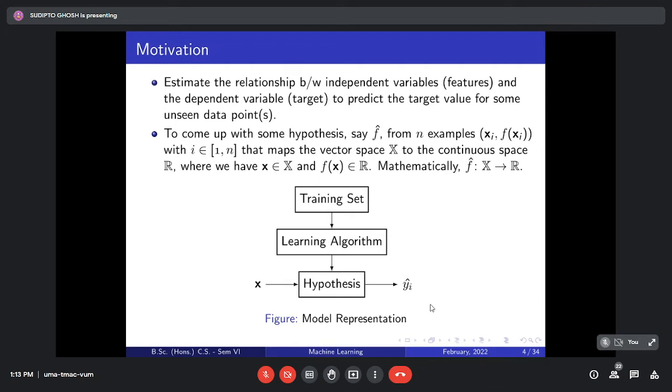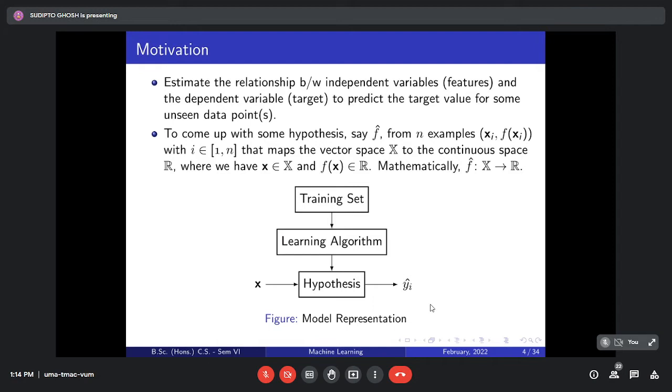So all in all, we have to come up with some hypothesis function. Here I am saying f hat. I am using the notation f hat because that is used in the text. Some texts use h for representing hypothesis, which is good as well, but we are using f hat because that is what the reference text says. We have n examples in the form of xi, f(xi), meaning there are various x values. We have n training examples. So for all of them, we have the x values and f of xi, that means the y values. f is the true function. So y is the actual value at that point.